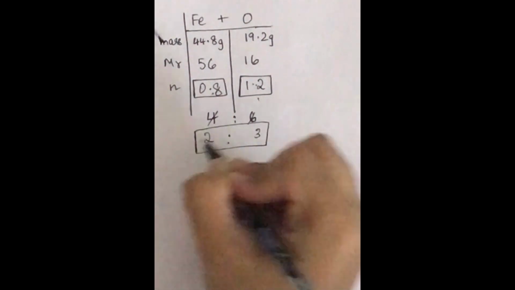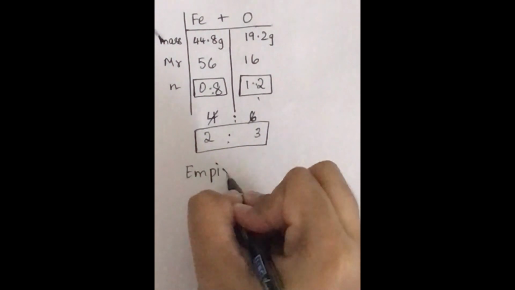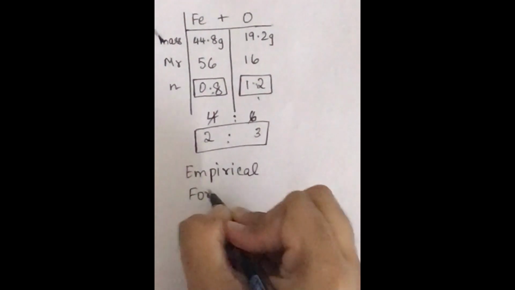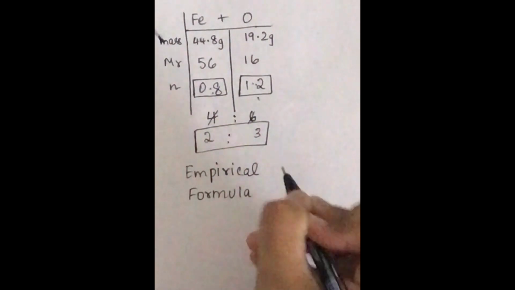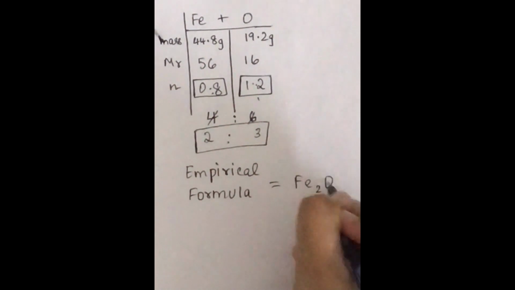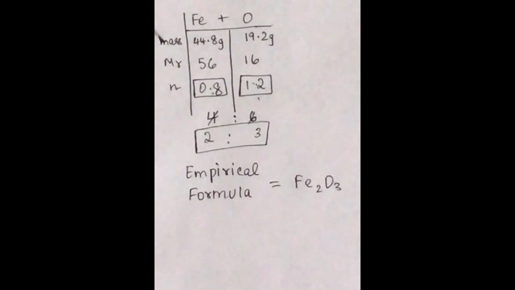So we can write the empirical formula as Fe2O3, since the number 2 is for iron and the number 3 is for oxygen. So you place it after the element. So Fe2O3. And that is our empirical formula.